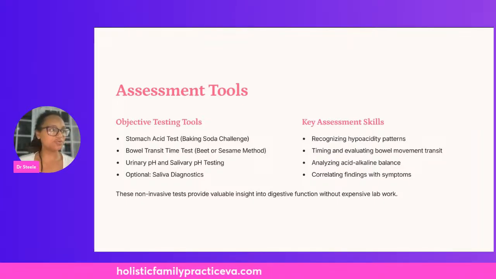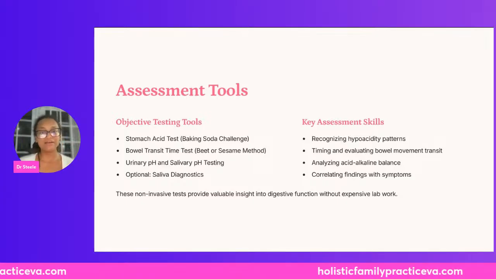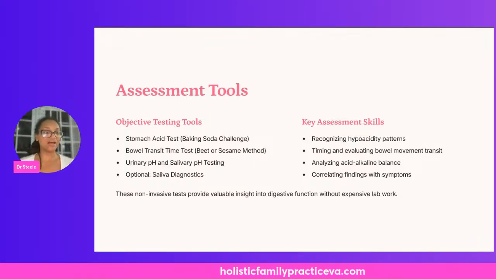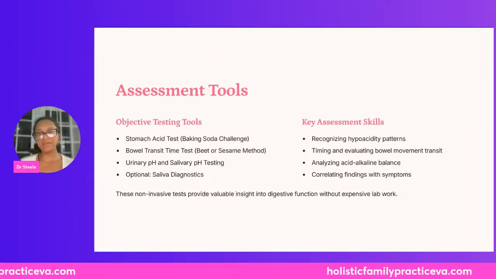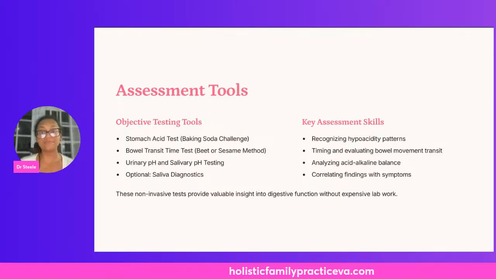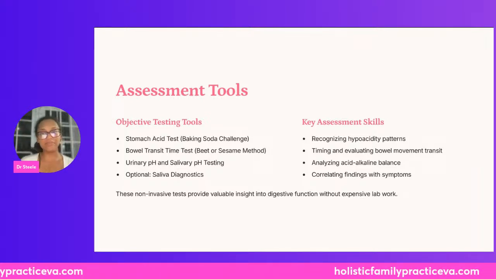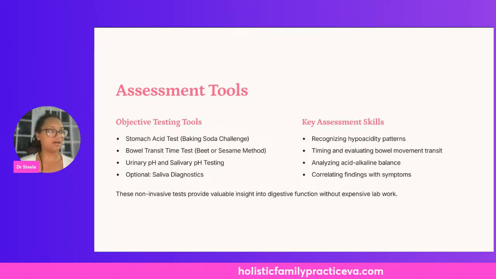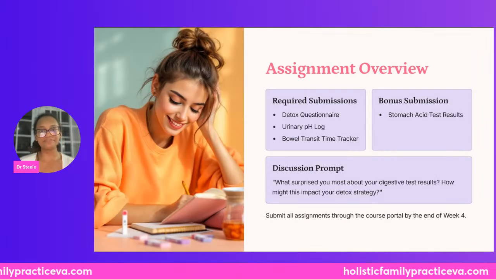So our assessment tools that we're utilizing, we'll discuss an optional stomach acid baking soda challenge, bowel transit time, urinary pH, salivary pH, and then if we have time, we'll talk about some different diagnostic tools. And recognizing hypoacidity patterns, meaning you don't have enough stomach acid, timing and evaluating your bowel transit time, your acid alkalinity balance, and then correlating your findings based off of the information that you pull in.